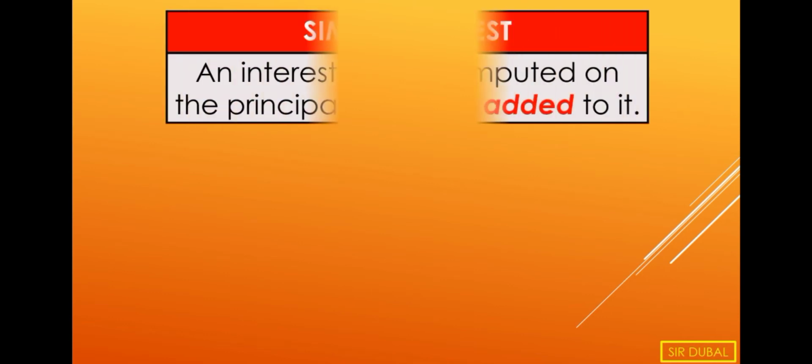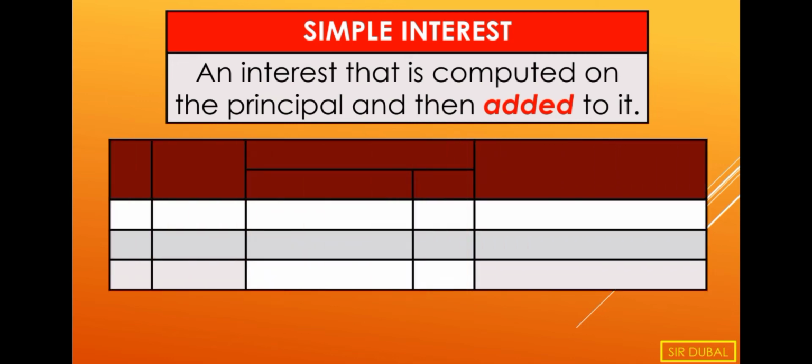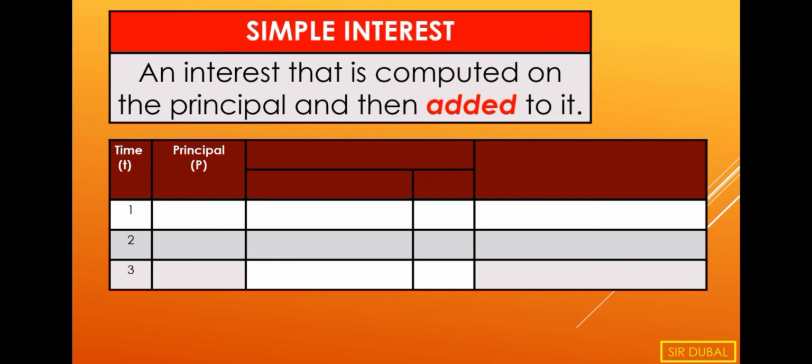So now, we are going to illustrate simple interest. We need to have a table so that we can organize our answer. For the first column, we are going to have the time. We all know that based on the given of our problem, our time or term is 3 years. So we have 1, 2, and 3. For the second column, we're going to have the principal. And we all know that our principal is 10,000 pesos.